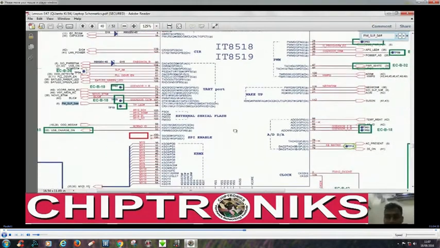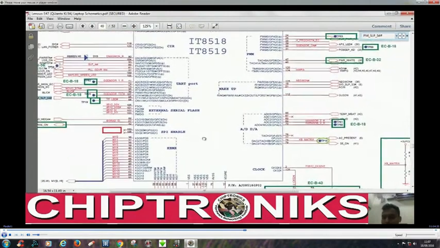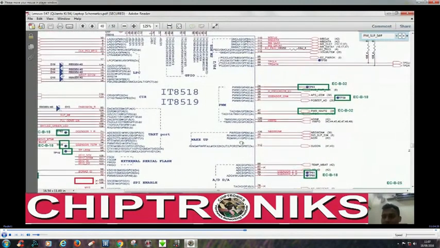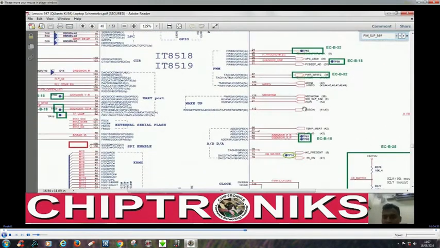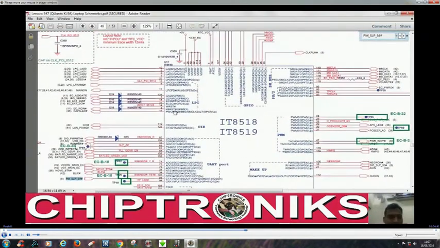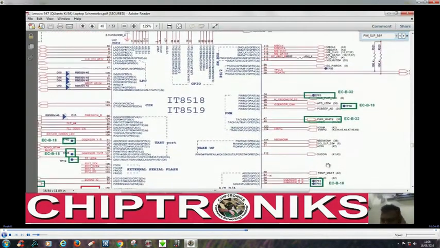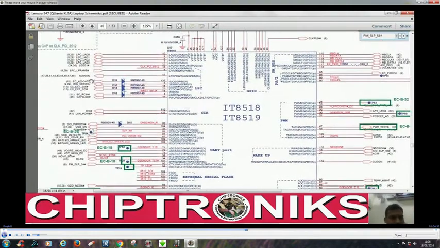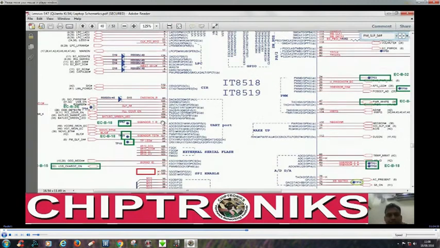IO controller, of course, and PM underscore SLP S3 will also go to the IO controller. After that, the IO controller will generate the main on and sus on signals. These two signals, main on and sus on, are generated once the IO controller gets PM underscore SLP S4 and S3 from the PCH.